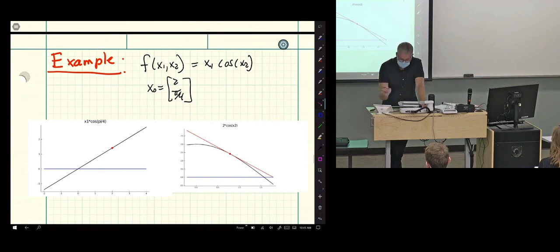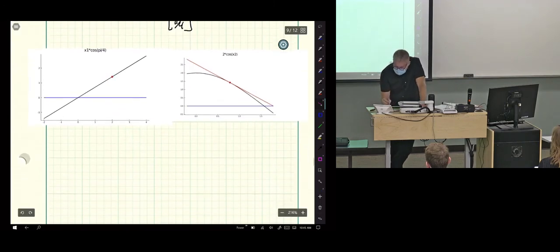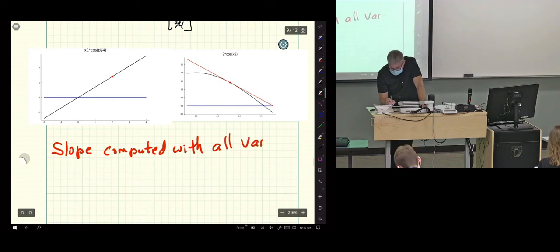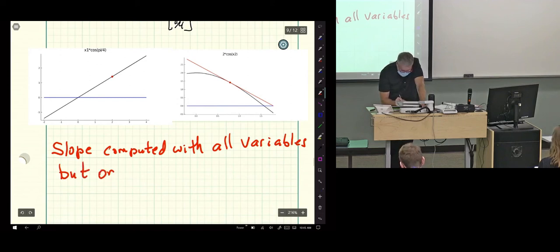1 variable at a time. It's the slope computed with all variables but one set to a constant.